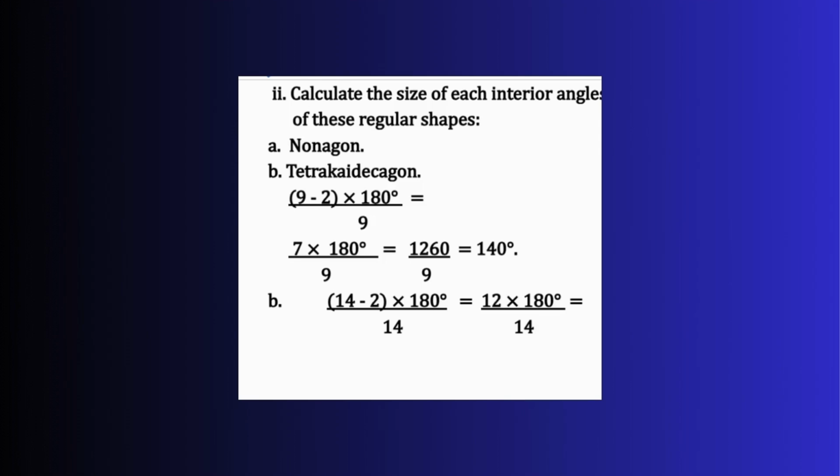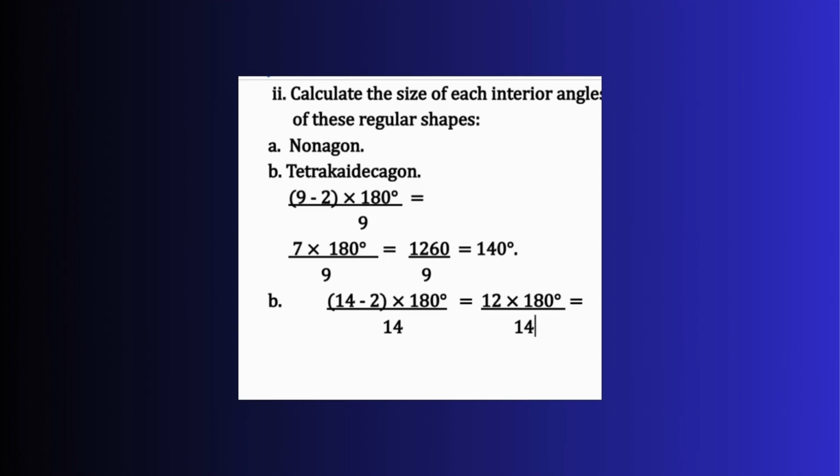For a nonagon, which has 9 sides, we have 9 minus 2 times 180 degrees divided by 9, giving us 7 times 180 degrees divided by 9, and the answer is 140 degrees.